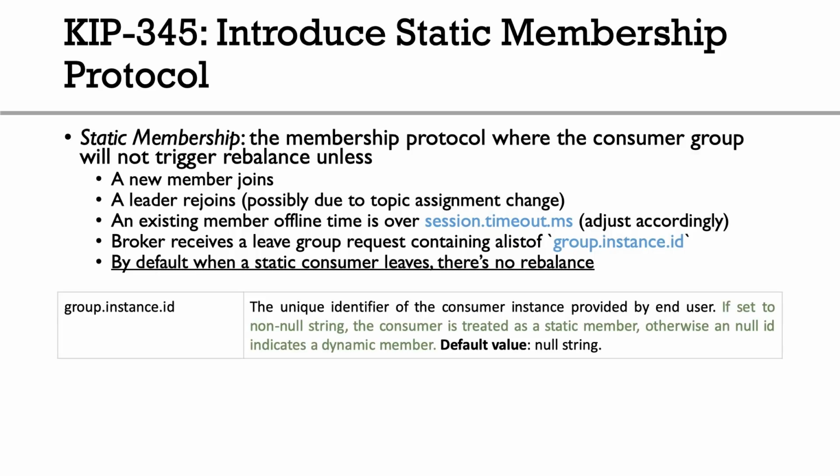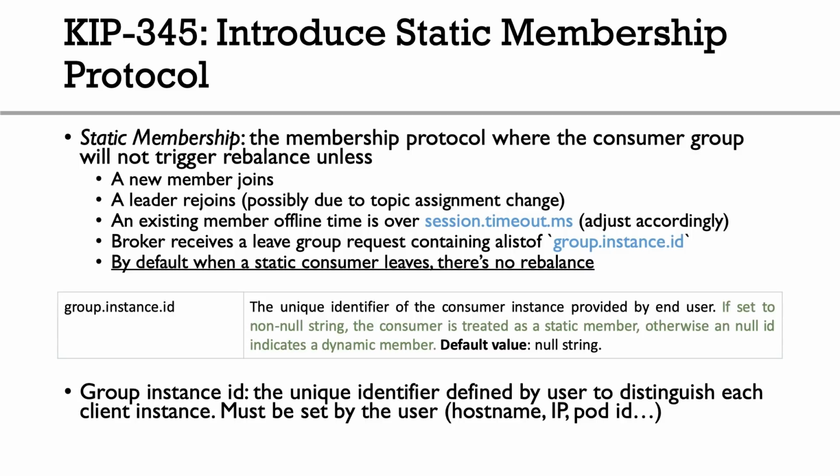So what is this new setting? This new setting is called group instance ID. And it's something that you program in your consumer group. So it's a new consumer property. And by default, if it's null, then that means that you're using the normal behavior that we all know, which is the dynamic membership. But if it's non-null, then it's going to be treated as a static member.